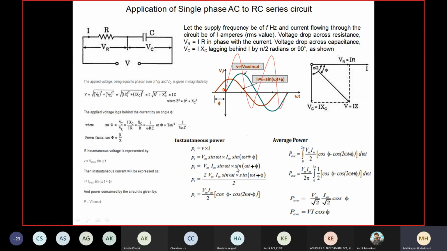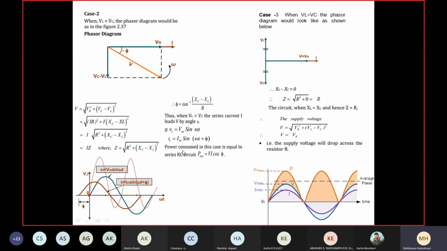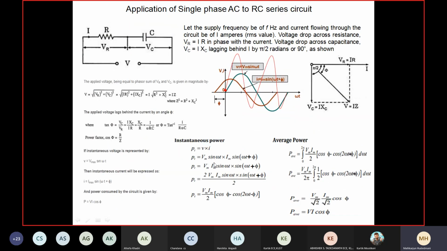If I simplify this product of sines into a sum and difference of cosines, I am just making use of a trigonometric identity. Then I take the average power over a cycle by integration, 1 by 2 pi, from 0 to 2 pi. When I integrate it, I get Vm by root 2, Im by root 2, cos phi. This work was reused over there, which I had not mentioned. I have just mentioned that power consumed in this case is equal to VI cos phi only. This means this kind of representation is to be done by ourselves. So replace them, simplify, and you'll get P average equal to VI cos phi.